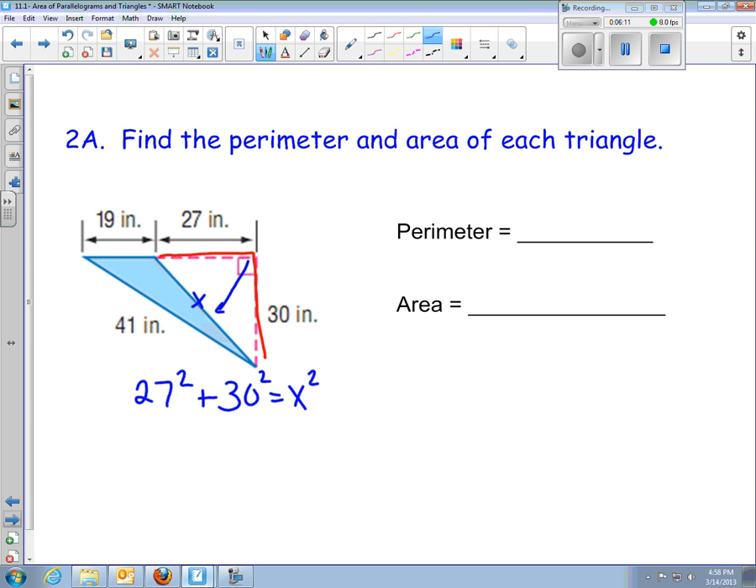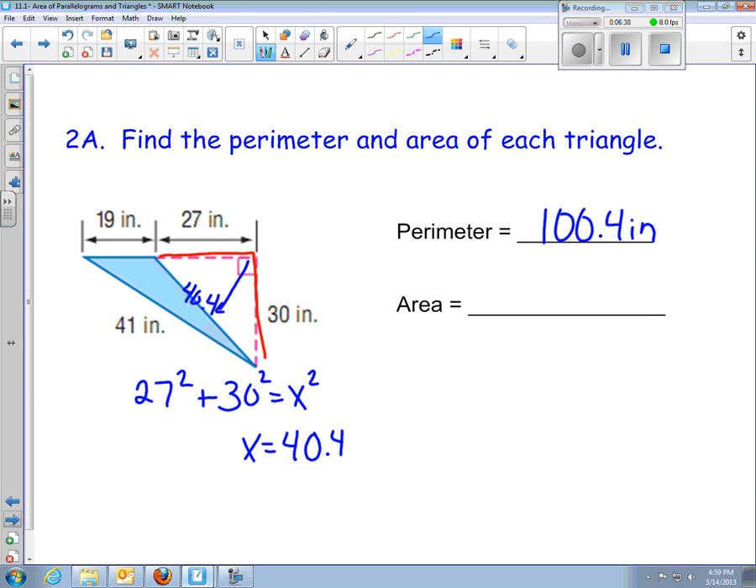If we type that into our calculator and round it to 1 decimal place, we get 40.4. So I'm going to erase my x and put in a 40.4 now. All right, now I can go up and add up all those sides: 40.4 plus 19 plus 41. Remember, we're only adding the ones around the dark shaded area. And we get 100.4 inches for our perimeter.